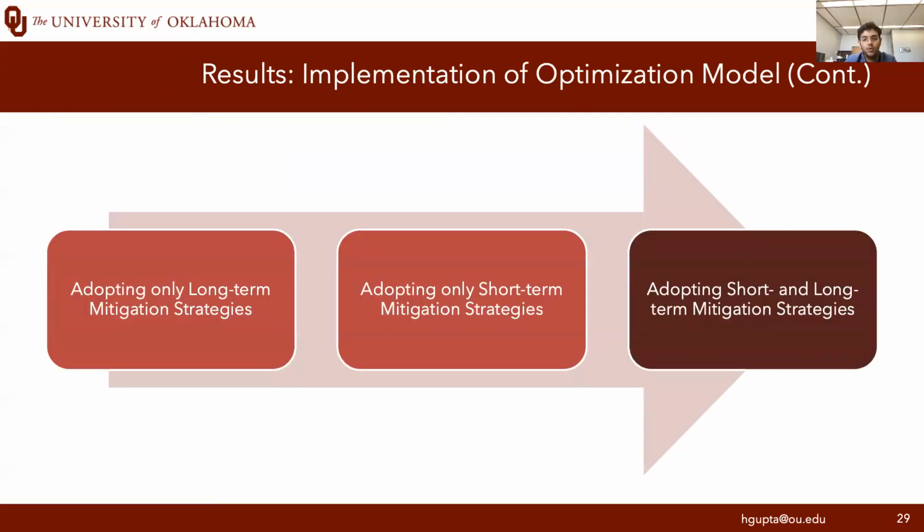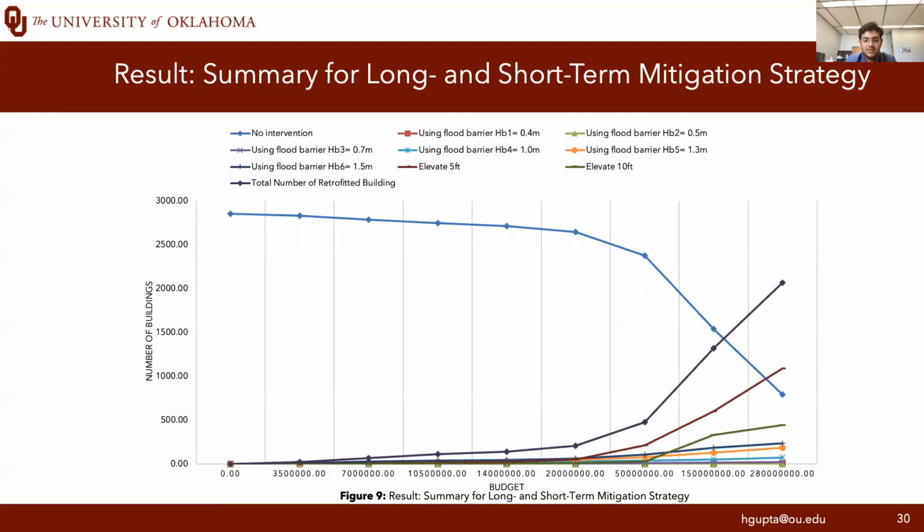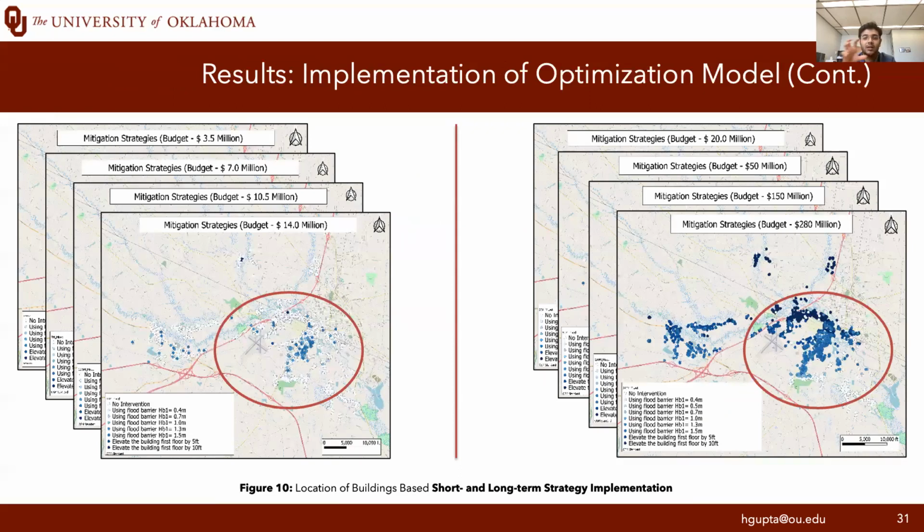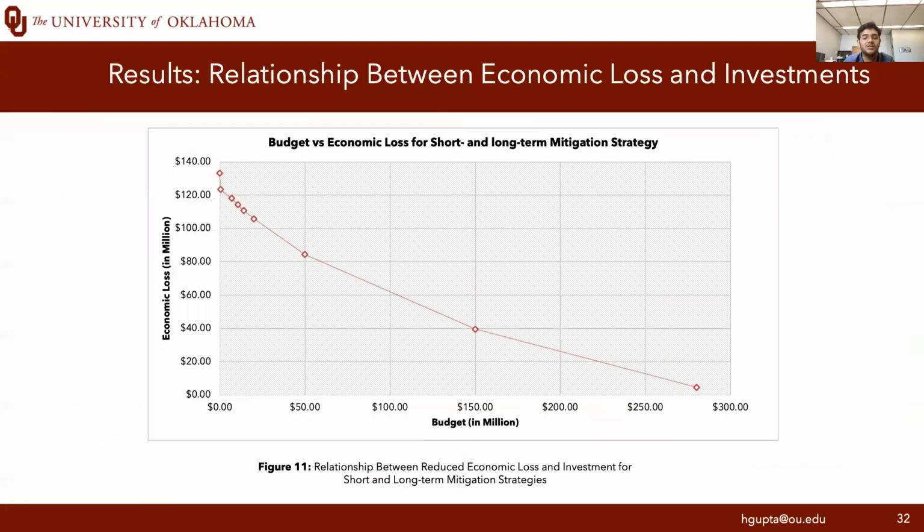So after that, if we go for all the strategies, this is the result. We are getting a combination of all the short-term and long-term mitigation strategies based on what is helping the community to reduce the loss. And this shows how the mitigation strategies are allotted to different buildings. So it's good that all the buildings are getting retrofitted when we are investing more. This is an overview of the invested budget versus the total direct economic loss. It's clear that when we are investing more, we can reduce the economic loss a lot.